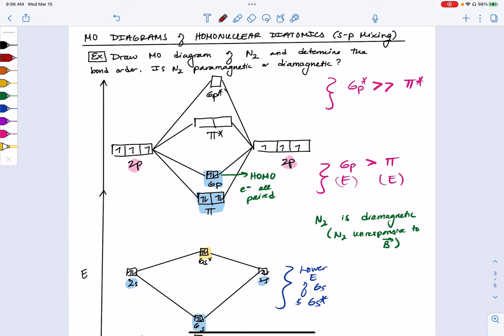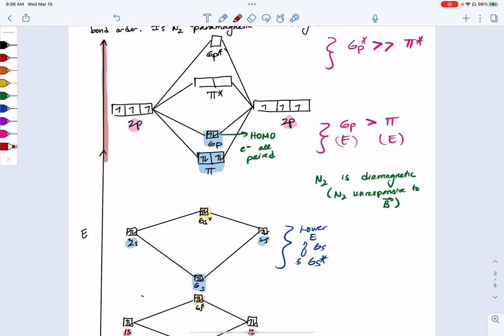So the main thing that you need to look out for in these MO diagrams where we do see sp mixing is you need to pay attention to how you draw your valence combos such that we see, again, our sigma S and sigma S star are stabilized, they're lower in energy, and our sigma P and sigma P star destabilized. So they are higher in energy. So higher in energy, lower in energy, lower in energy.